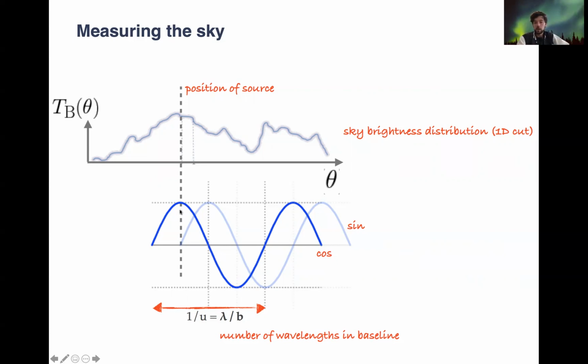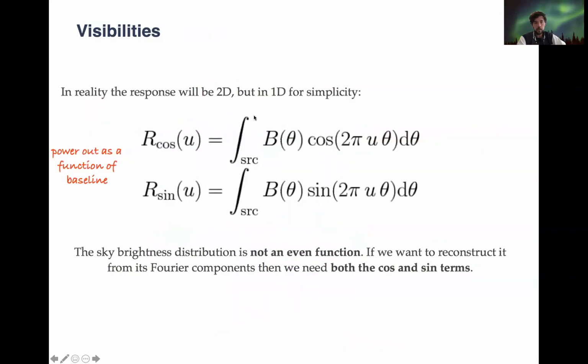And the interferometer is going to measure that, and it's going to sample this kind of function with different baselines, but that sampling can be decomposed into sines and cosines. And so this is what's called a visibility. In reality, it's a 2D response, but I'm just showing the 1D for simplicity here.